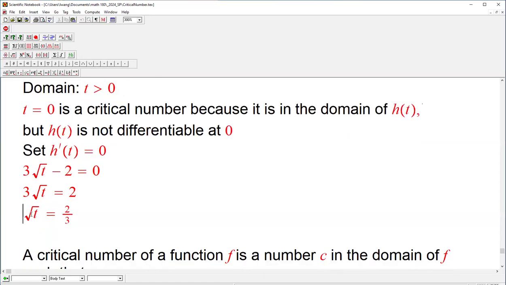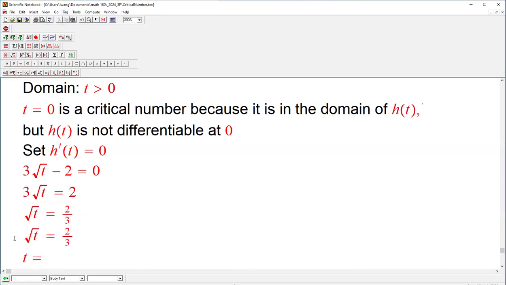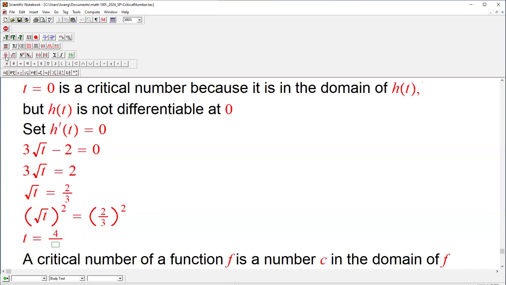Then to solve for t, we just have to square both sides. When we square both sides, the left-hand side is t, and the right-hand side is 4 over 9.